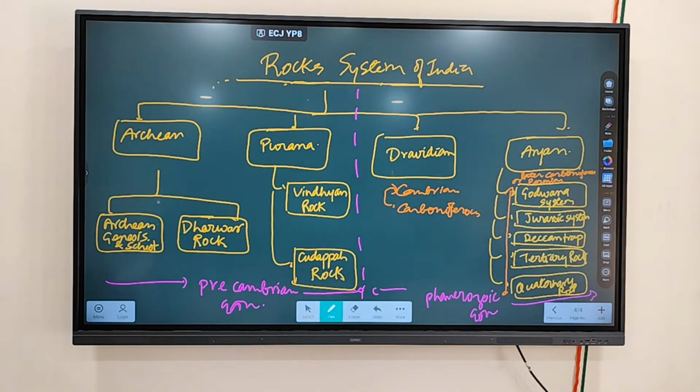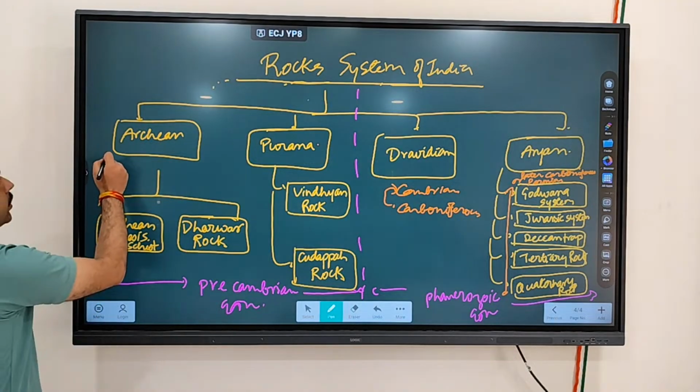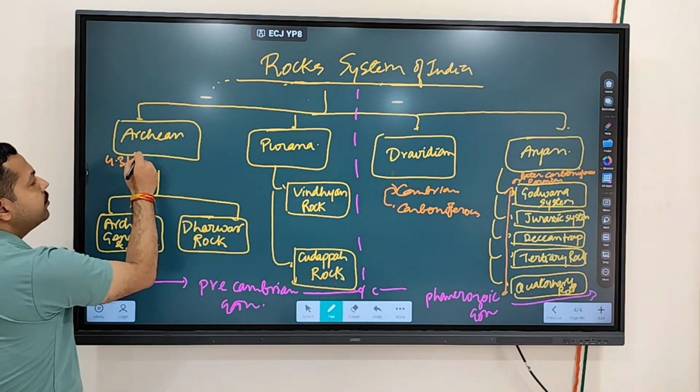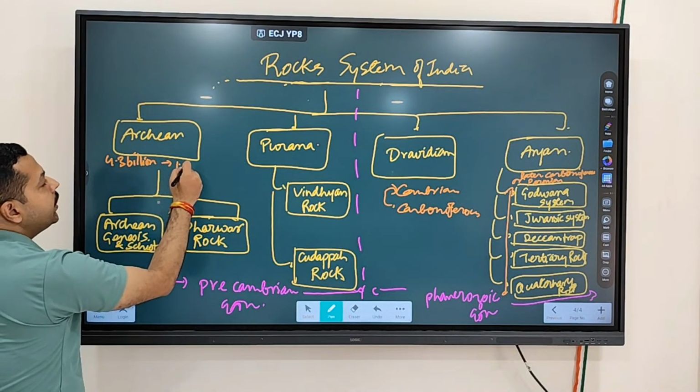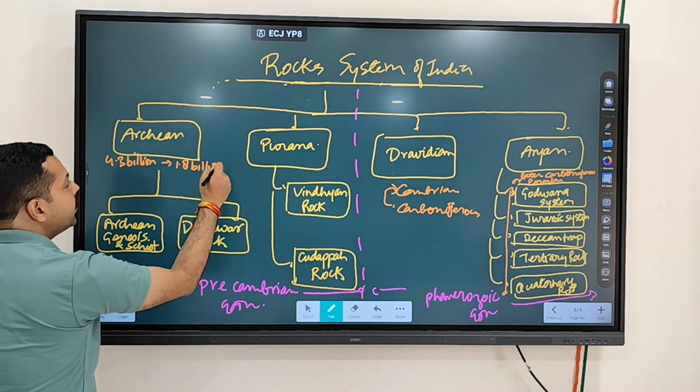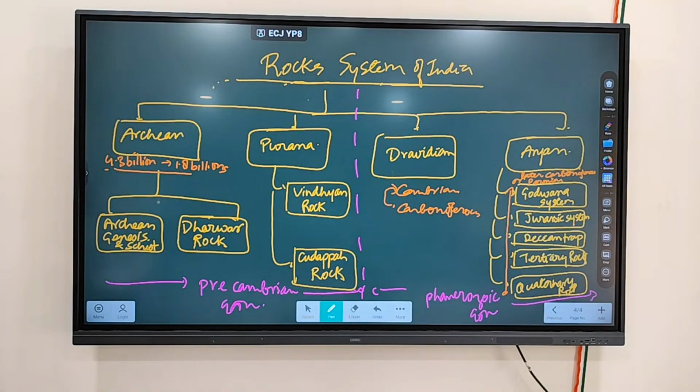Then you have the Archean type as well as the Purana type of rocks. So from the formation of Earth, from 4.3 billion years ago till around 1.8 billion years ago, whatever rocks have been formed are called Archean rocks. And after that, what is formed is called Purana rocks.